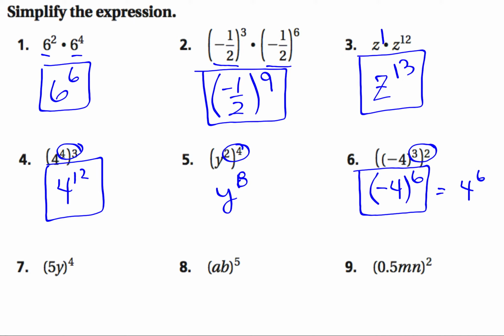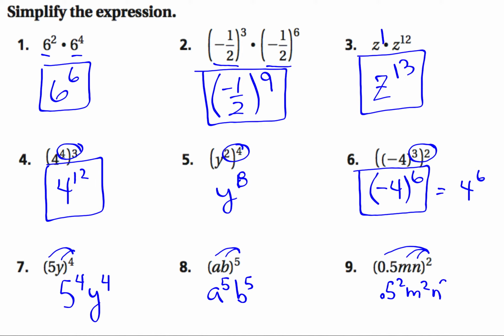Okay, 5y all to the 4th power. You're going to distribute the 4 to every base inside, and we get 5 to the 4th, y to the 4th. Same thing here on number 8. The 5 goes to every base in the parentheses. And the same thing happens here. There are 3 bases, so you get 0.5 squared, m squared, n squared.